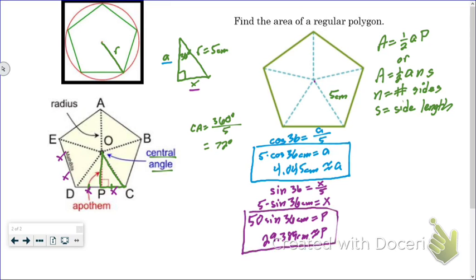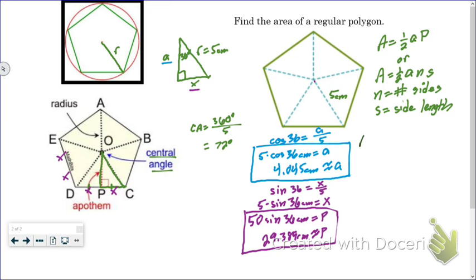So again, depending on what the problem is, you might have to use a Pythagorean theorem, you might have to use special right triangle rules, or in this case, we're using trigonometry to find the missing pieces of the polygon. So now we have enough information. Let's go ahead and find the area.